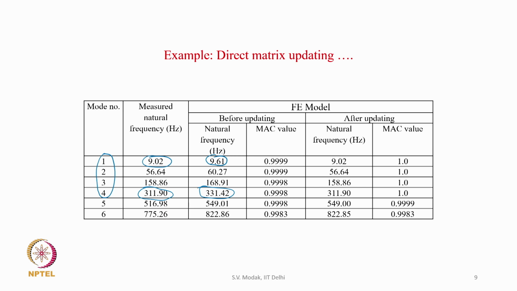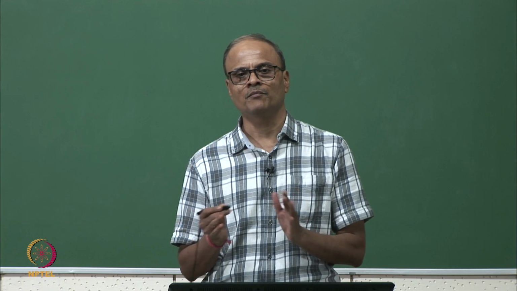Also, the MAC values based on comparison of the measured mode shapes and the FE model mode shapes, though good, are less than 1. And what do we see after updating? After updating, the 4 natural frequencies are exactly reproduced by the updated FE model, because now they are identical with the measured natural frequencies. Similarly, the MAC values of the mode shapes based on the updated model are now 1 for the first 4 modes, which indicates a perfect correlation. So, the direct matrix updating method has reproduced the measured eigenvalues and eigenvectors that were used in updating. The percentage error is 0, it is completely eliminated.